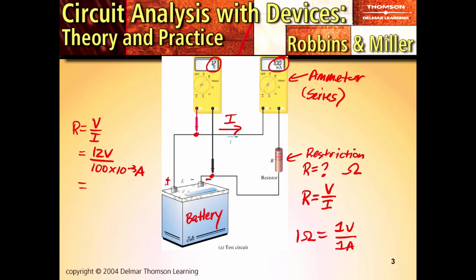One way to handle these problems is to directly input the power of 10 in your calculator before you process this. If you had your calculator in engineering mode, you would go 12 divided by 100 exponent minus 3, and then you would come up with a result of 120 ohms. 120 whole units of ohms would be the answer you would get for this simple example.